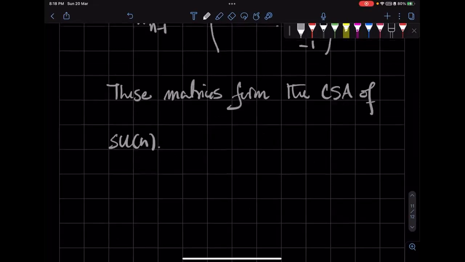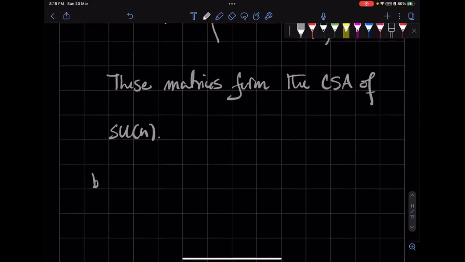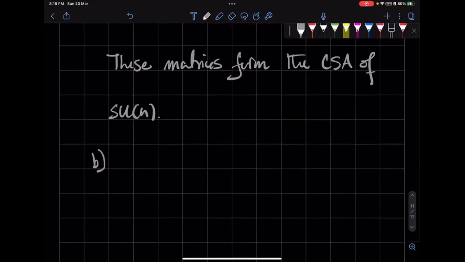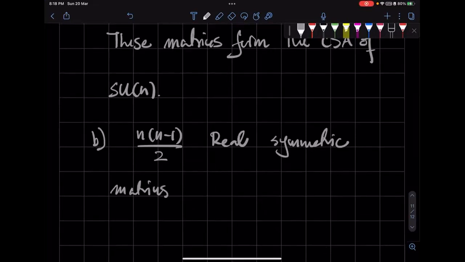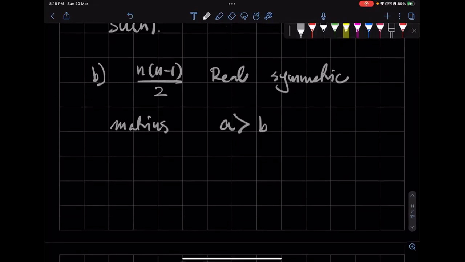So what are the other types of matrices? So this is type A. Type B is n(n-1)/2 real symmetric traceless matrices. And the way we do this is we label them with A greater than B. Otherwise, the counting is not going to be right. So T_AB, where A is always greater than B.